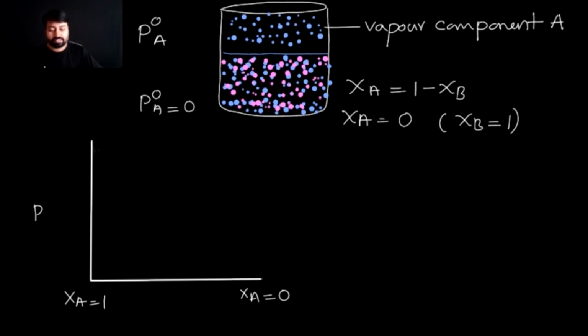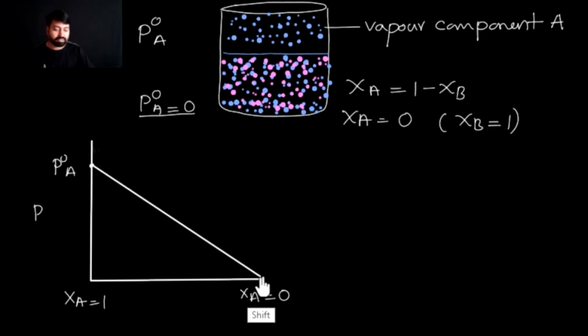So now what happens? Mole fraction of A is equal to 1. It means that the partial pressure is very high. Let me take it as P naught A. Now as the mole fraction of A is decreasing due to the addition of component B, the mole fraction of A goes on decreasing and reaches 0. At that moment the partial pressure of the component is also 0, and therefore we'll draw a line here connecting these 2 points. This indicates the partial pressure of A.